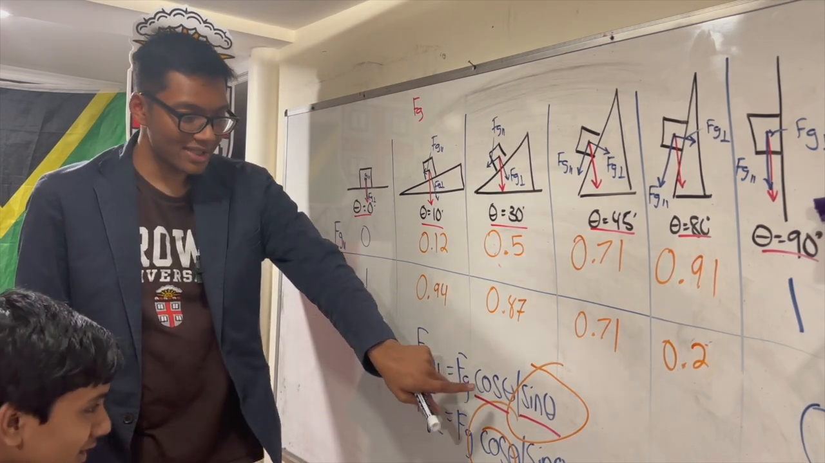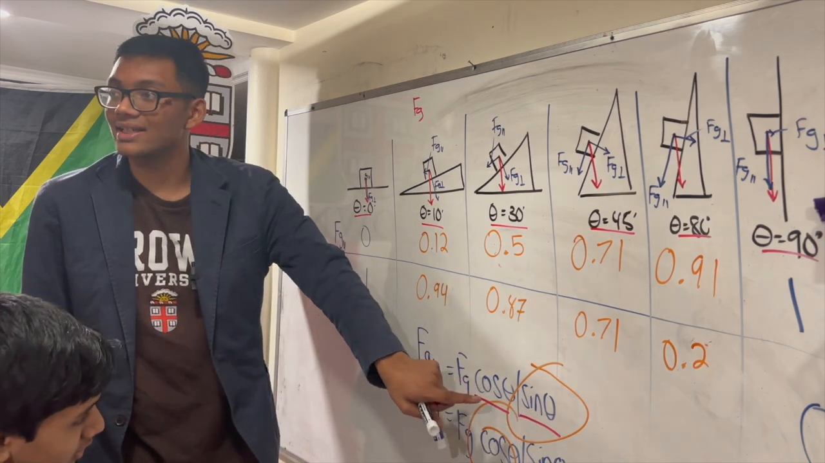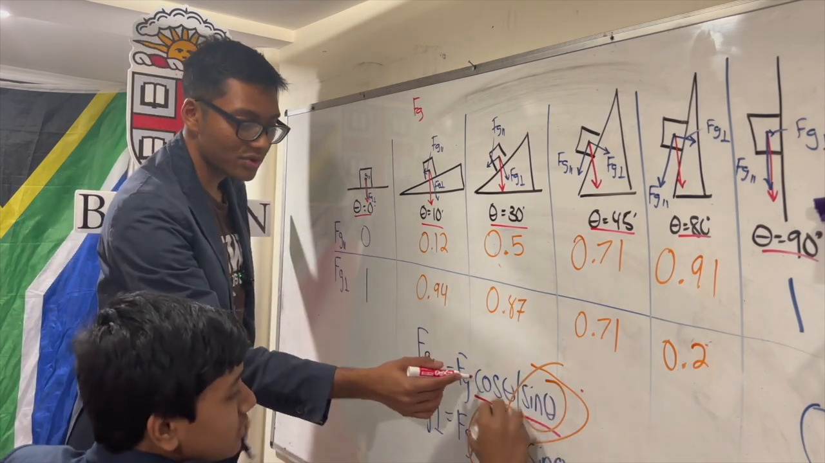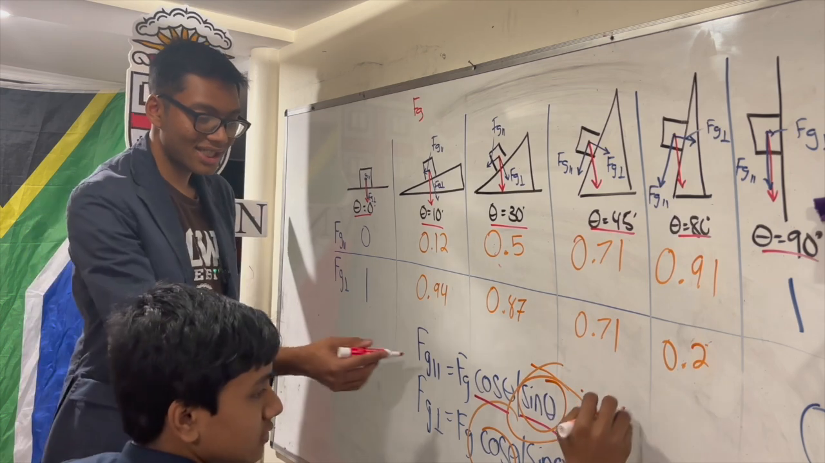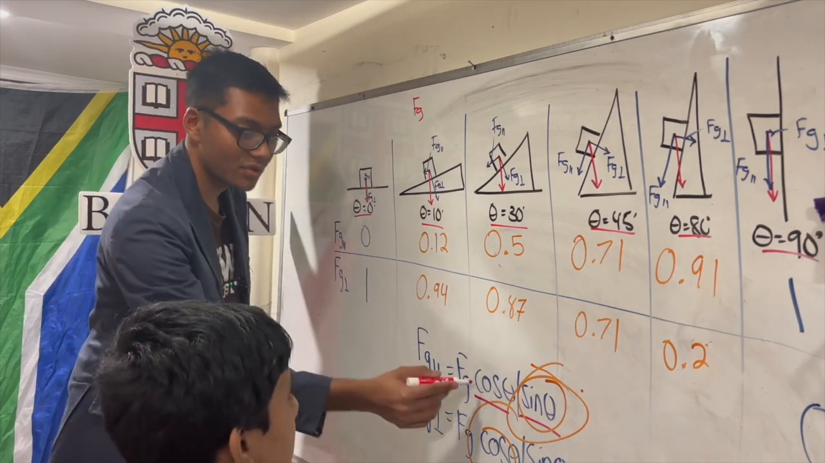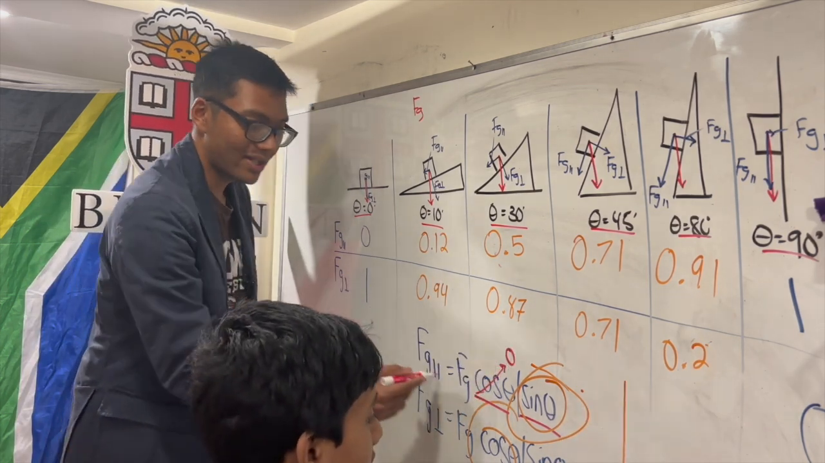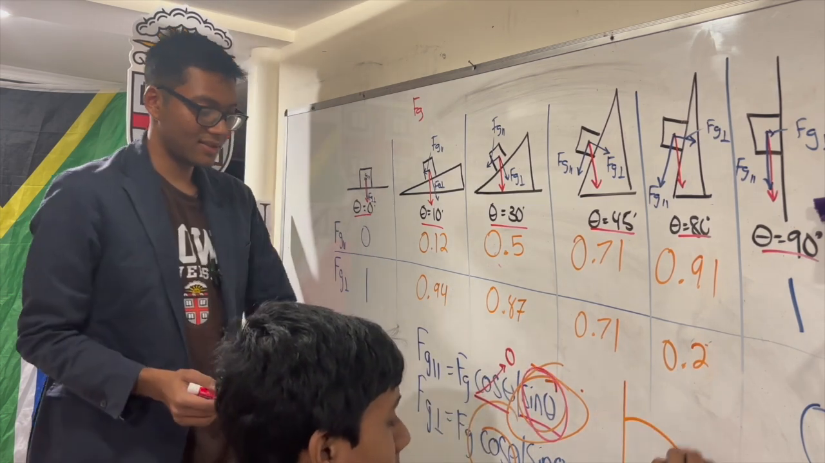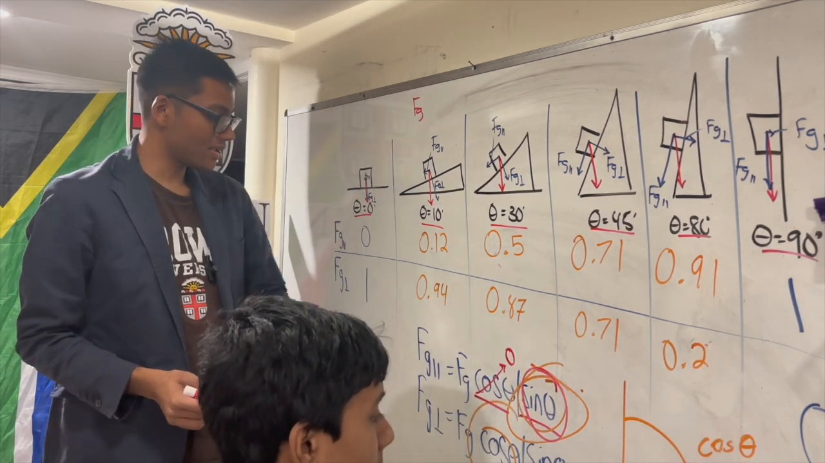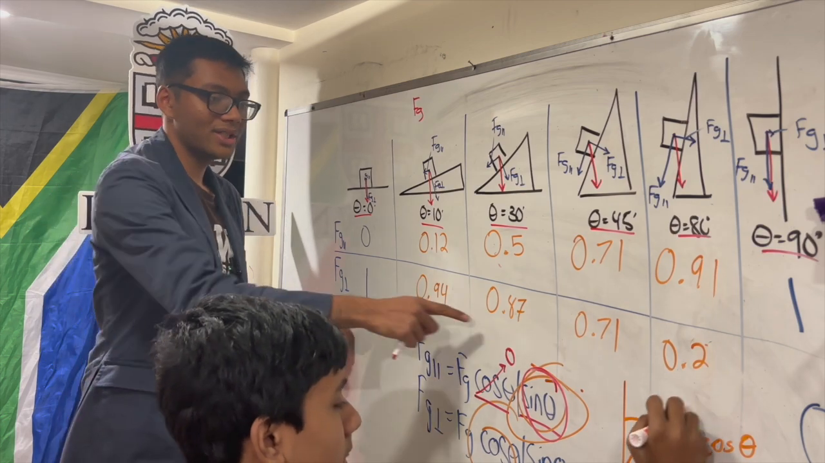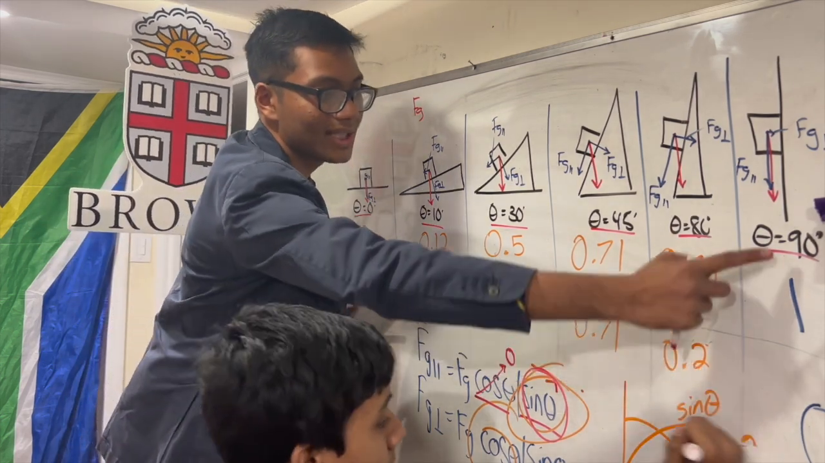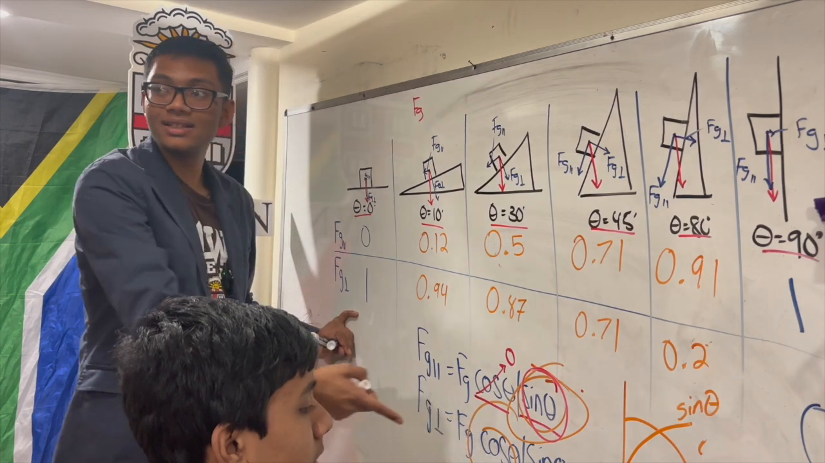No, which one increases as theta goes to 90? Tan of theta. Okay, can you not? Cosine doesn't increase as theta goes to 90. Cosine goes to 0. That means FG parallel must be sine theta. And then you can use the same argument for FG perpendicular. Which one goes to 0 as theta goes to 90? Is it cosine or sine?